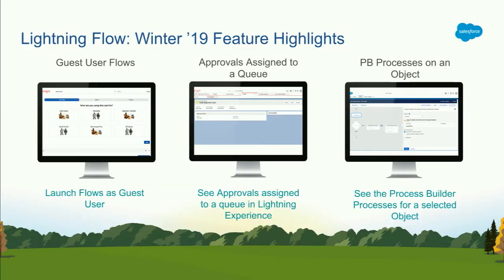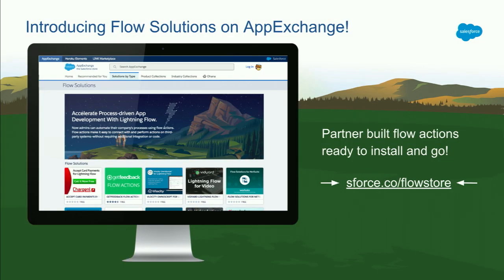So the feature highlights for winter: we have the guest user flows, where you can launch flows in the community as a guest user. We have approvals assigned to a queue in the Lightning experience now show up. We have process builder processes on an object. For the record, we call them process builder processes for a selected object when you select that object in building out a new process builder process. And then, of course, as I mentioned, the brand new Flow Solutions category on the App Exchange. Definitely check that out with the short form URL.